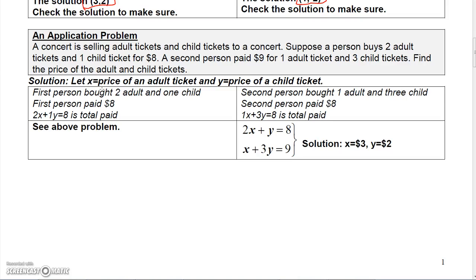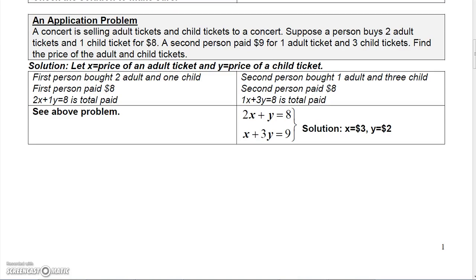Here's a simple application problem that I wanted to show you. Suppose a concert is selling adult tickets and child tickets to a concert. Suppose a person buys 2 adult tickets and 1 child ticket for a total of $8, and a second person paid $9 for 1 adult and 3 child tickets. Find the price of the adult and child tickets.